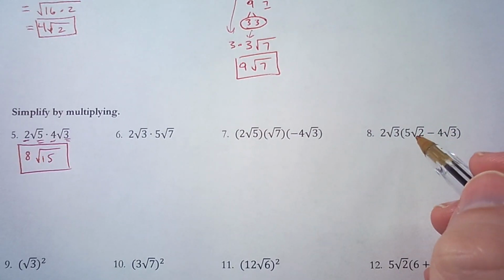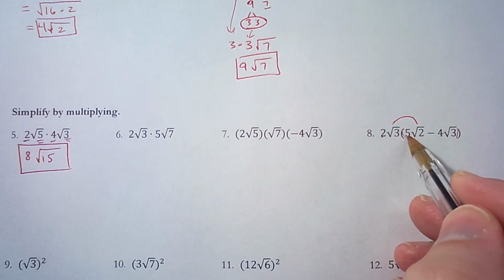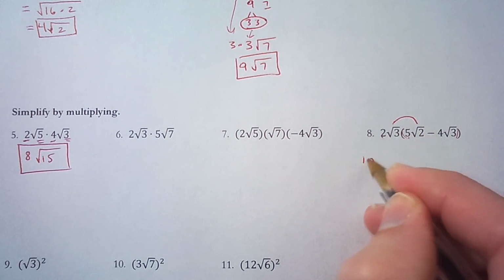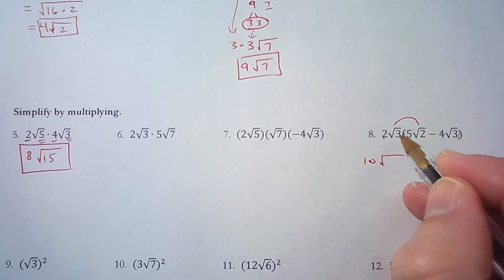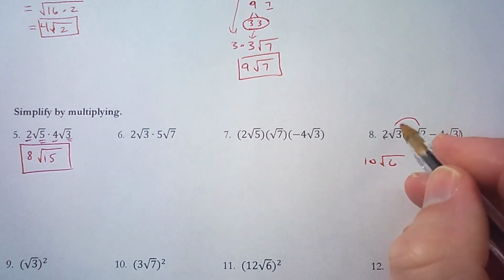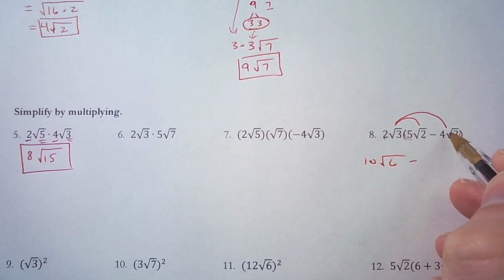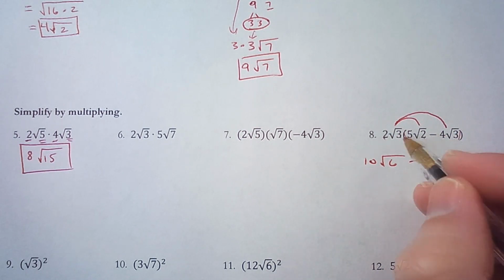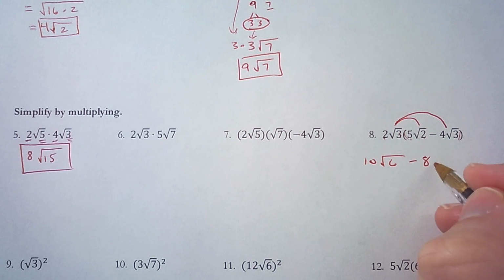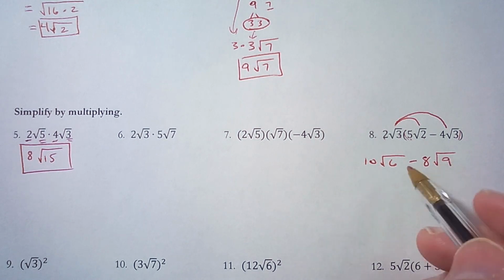Okay, let's move over to number 8. Okay, so I've got parentheses here, so I want to distribute. So when I distribute, I have a 2 times 5 that I can multiply, so that's 10. And then the square root of 3 times 2, which is 6. Okay, then I distribute here, and I have negative 2 times 4 is 8. And then I have the square root of 3 times the square root of 3, which is the square root of 9. Okay, now I need to make sure that this is in simplest form.